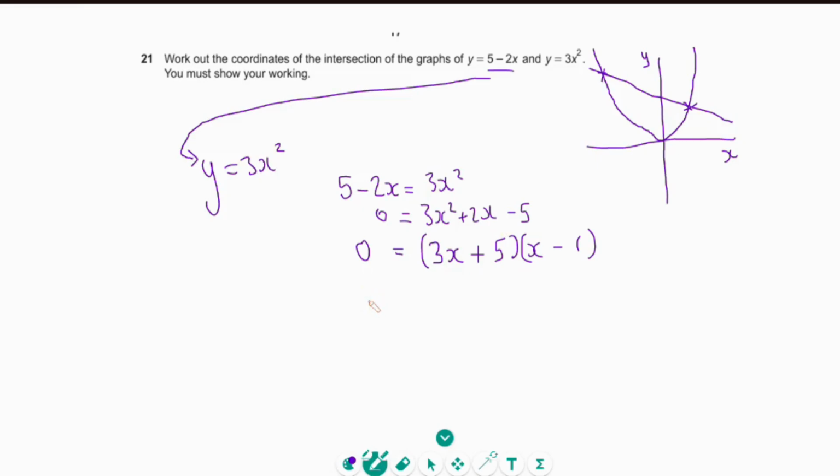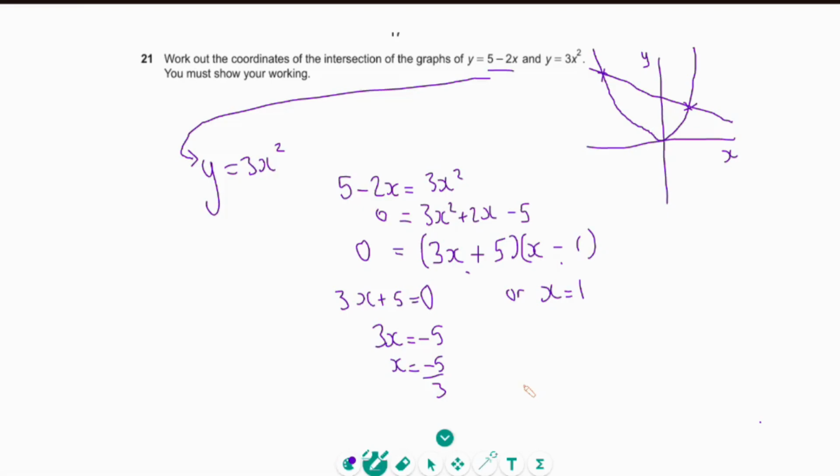Now we need to solve it. So x minus 1 is equal to 0, or 3x plus 5 is equal to 0. No, what am I doing? Because we've got this bracket times this bracket is equal to 0. Right, sorry, take 5 from both sides. Divide both sides by 3. So my x is 1 or minus 5/3.